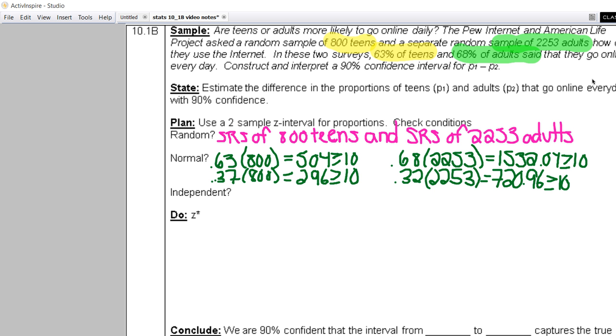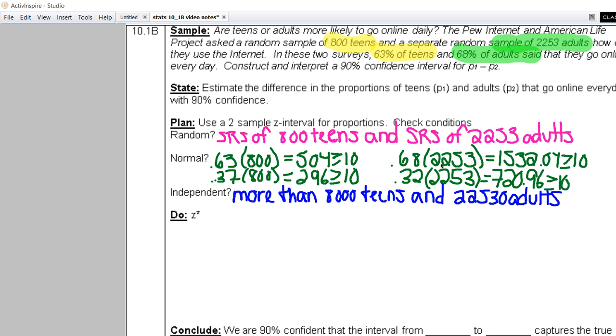So now independent. Well, it is reasonable to assume that there's more than 8,000 teens, and reasonable to assume that there's more than 22,530 adults. And it looks like it was an American Life project, so probably in the US. Easy to say, easy to assume.